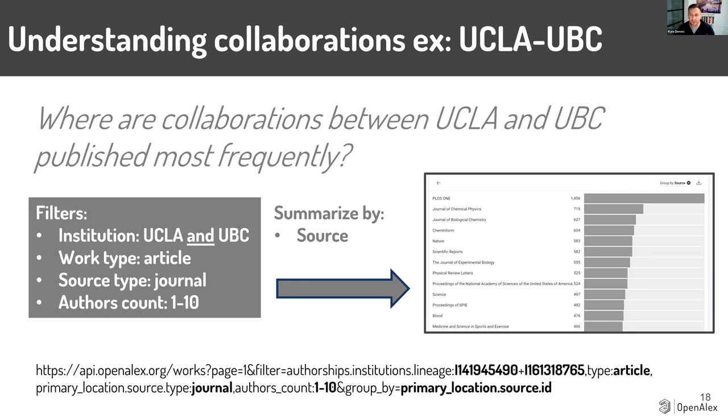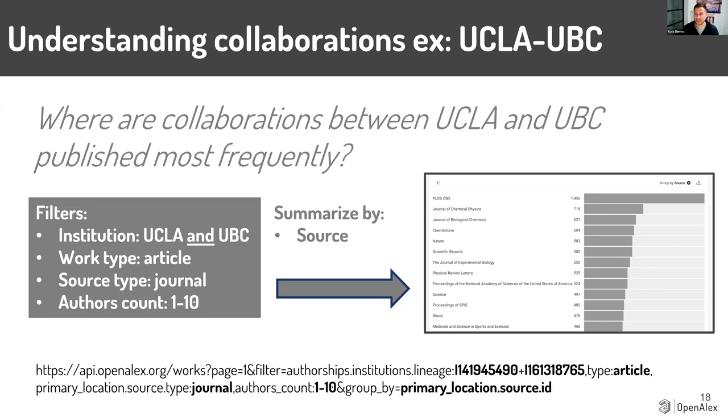And then instead of doing topics or SDGs, which we've done a bunch already in this presentation, I summarized by source. So you can get a sense of which journals these collaborative publications are published in. And you get a quick sense that there's quite a bit of work happening in chemistry, both chemical physics and biological chemistry. Nature, Scientific Reports, some really high-tier journals are happening from the collaboration of these 2 institutions.